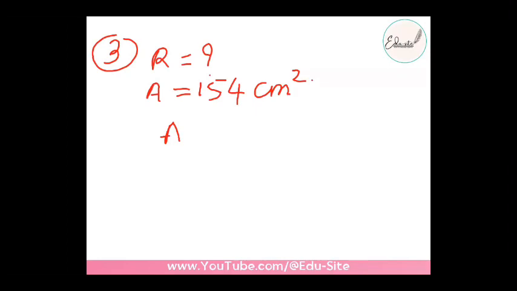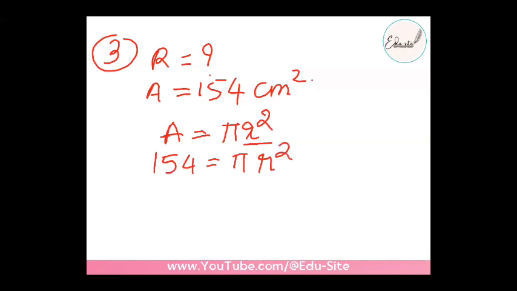Okay. So we don't know what the radius is, but we do know what the area is. What is the formula for area? Area equals pi r squared. So we just need to find r here. That's all. So we'll apply everything here. 154 is equal to pi r squared.